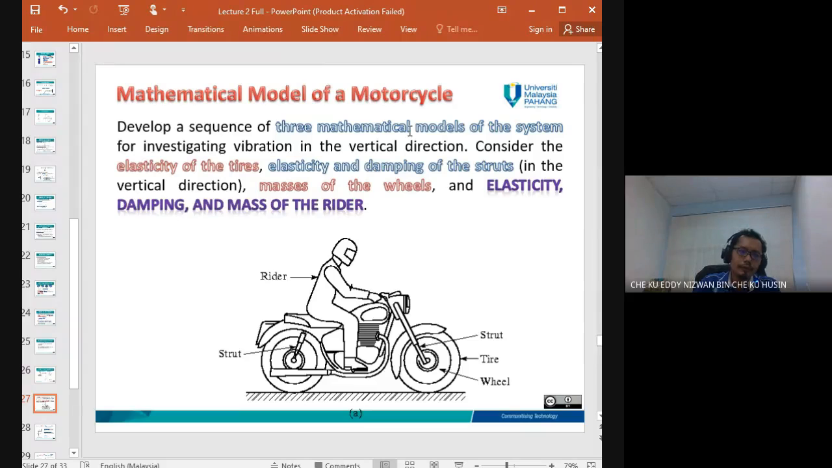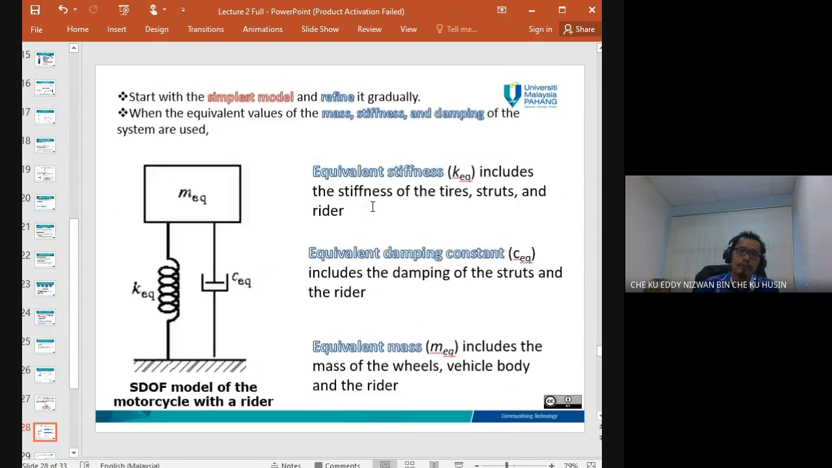Okay, so this is another model, for the motorcycle. So you want to investigate the vibration in the vertical direction. Consider the elasticity of the tire, the elasticity and damping of the strut, which is the absorber, the mass of the wheel and elasticity. So this is how we model it.